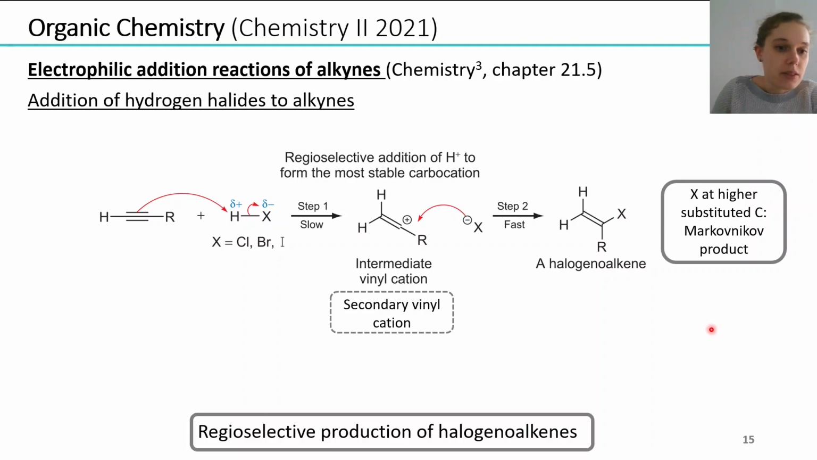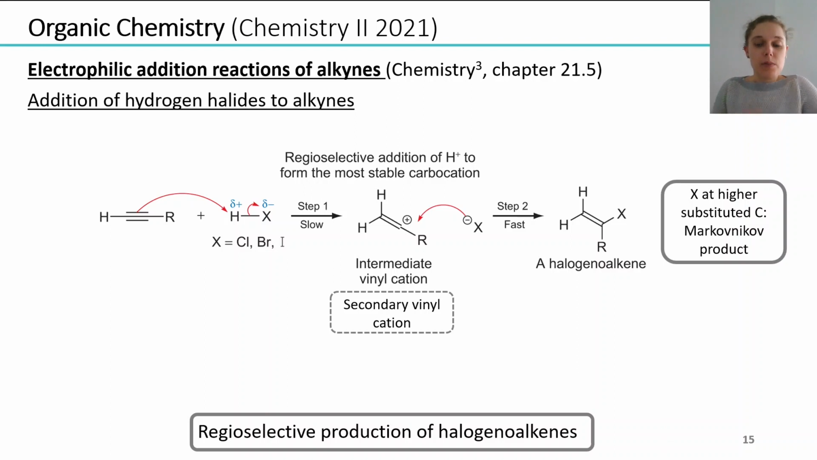So this is a way how we can produce halogenoalkenes regioselectively. What is also important is to see that if we add two equivalents of hydrogen halides, this will lead to the formation of a geminal dihalogenoalkane. And geminal means that both halogen atoms are at the same carbon atom.